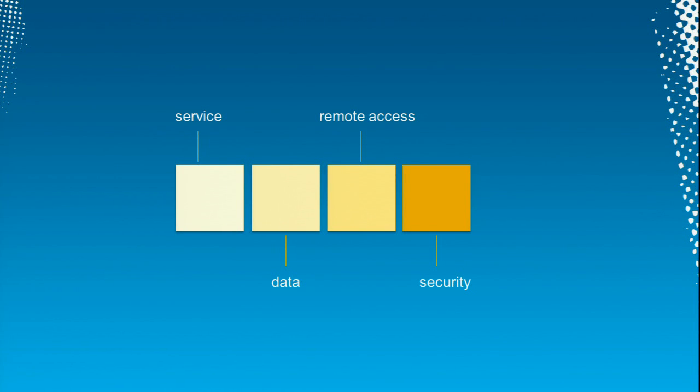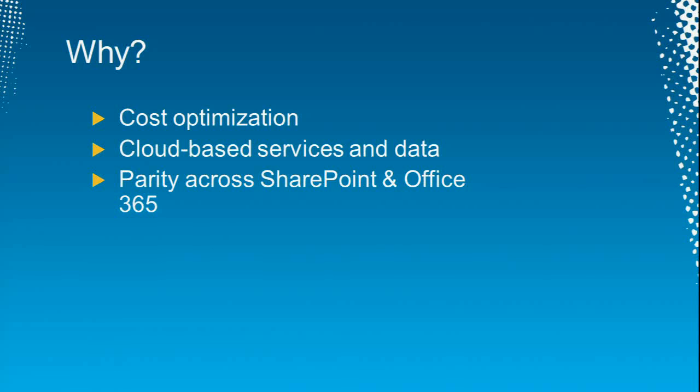We'll talk about remote access. I'll walk through how you build a Windows Phone 7 app that can access SharePoint on-premises data via Windows Azure. And then finally, we'll talk a bit about security. Security is a little bit of a rabbit hole right now, but we'll jump into it and talk about the different things that you can do at present. So let's kick it off by talking a bit about why.